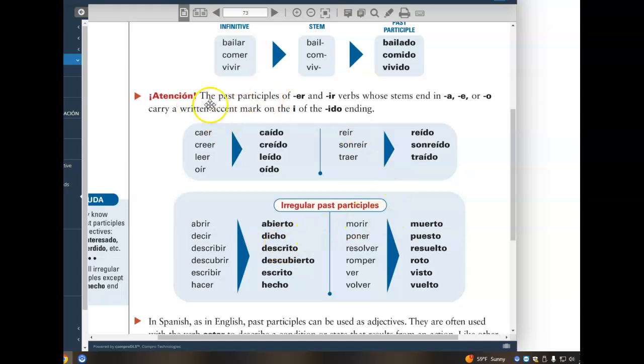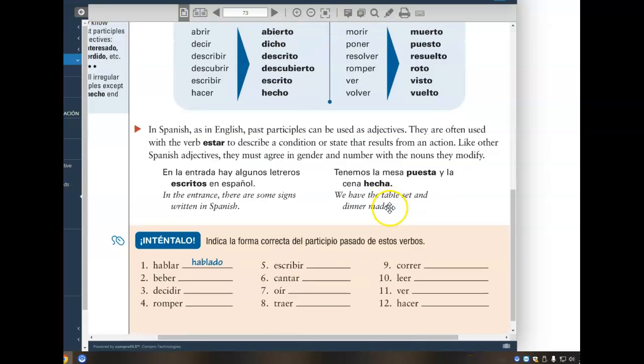And then for those past participles where the stem ends in A, E, or O, if the stem ends in one of those 3 vowels, then the I in ido will carry an accent mark. And then when, just as in English, we use the auxiliary verb to be, in Spanish, the verb estar.